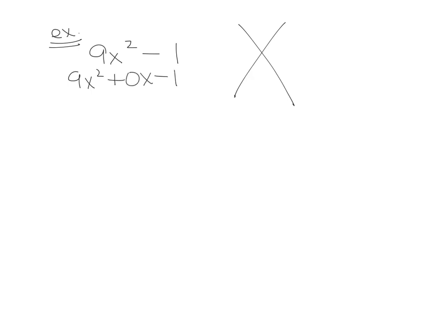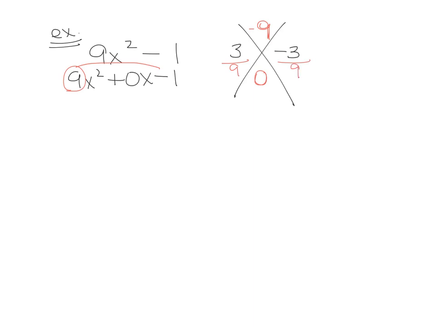So with my x method, can I do it quickly, or do I have to do slide and divide? I have to do slide and divide. So negative 9 comes on the top. 0 goes on the bottom. Factors of negative 9 that make 0, 3 and negative 3. I now have to divide by 9.